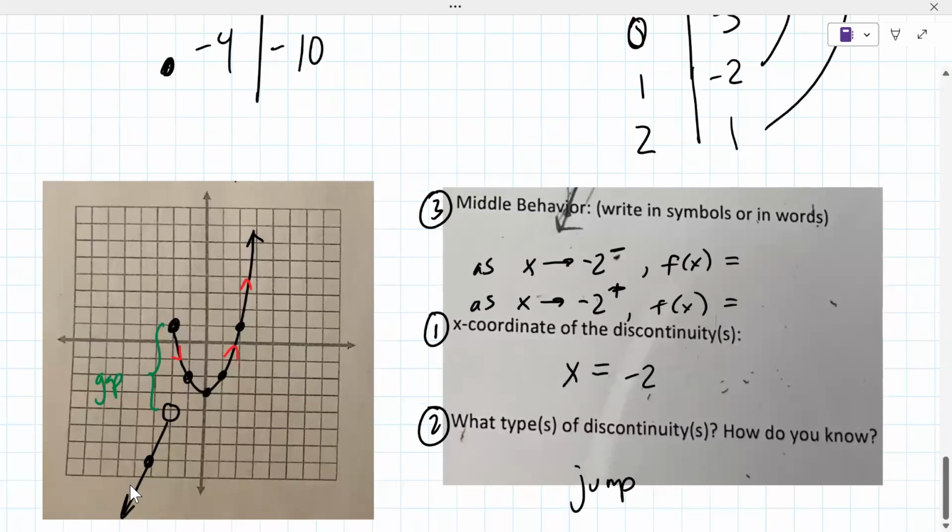So from the left here, what is the y value there? From the left. That would be negative... -4. -4. And then from the right, just 1. +1.